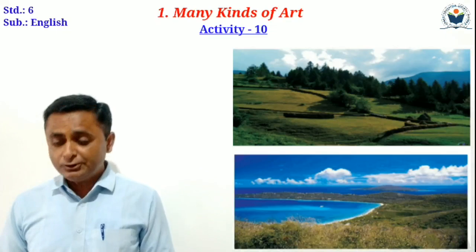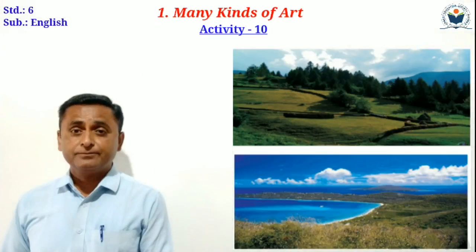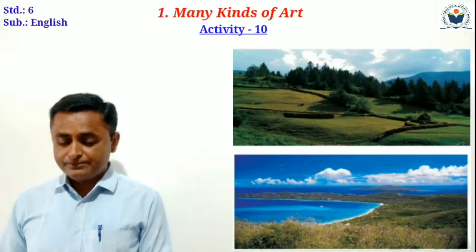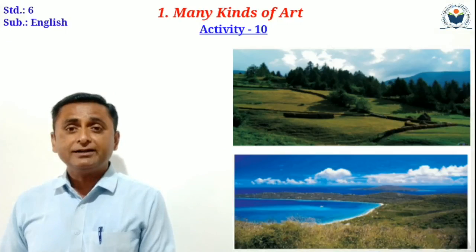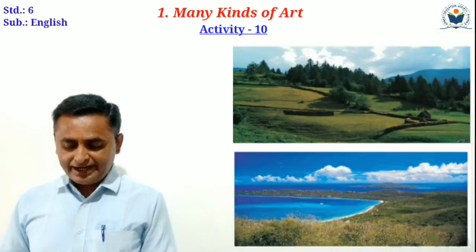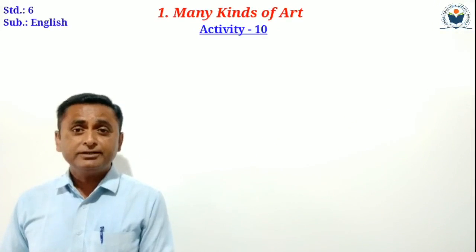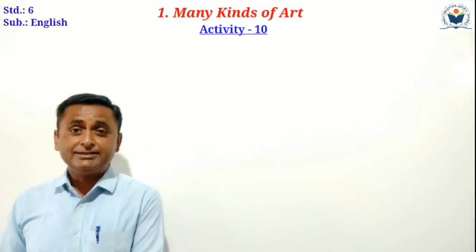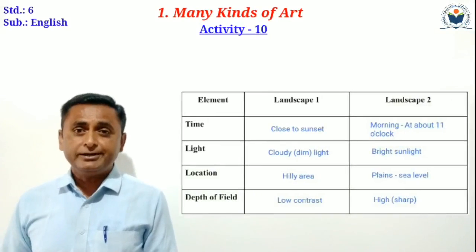First you have to observe 2 pictures perfectly, and after that we have to complete one table. Table element, 3 columns are there in that table. Element is given here. Then landscape 1 में आपने क्या देखा, landscape 2 में आपने क्या देखा, वो हमें यहाँ पे डिफाइन करना है. Okay? Time, light, location, depth of field, all the things are given here. So we have to observe landscape 1 and landscape 2, and we have to write it. Okay? Just we have to do it.